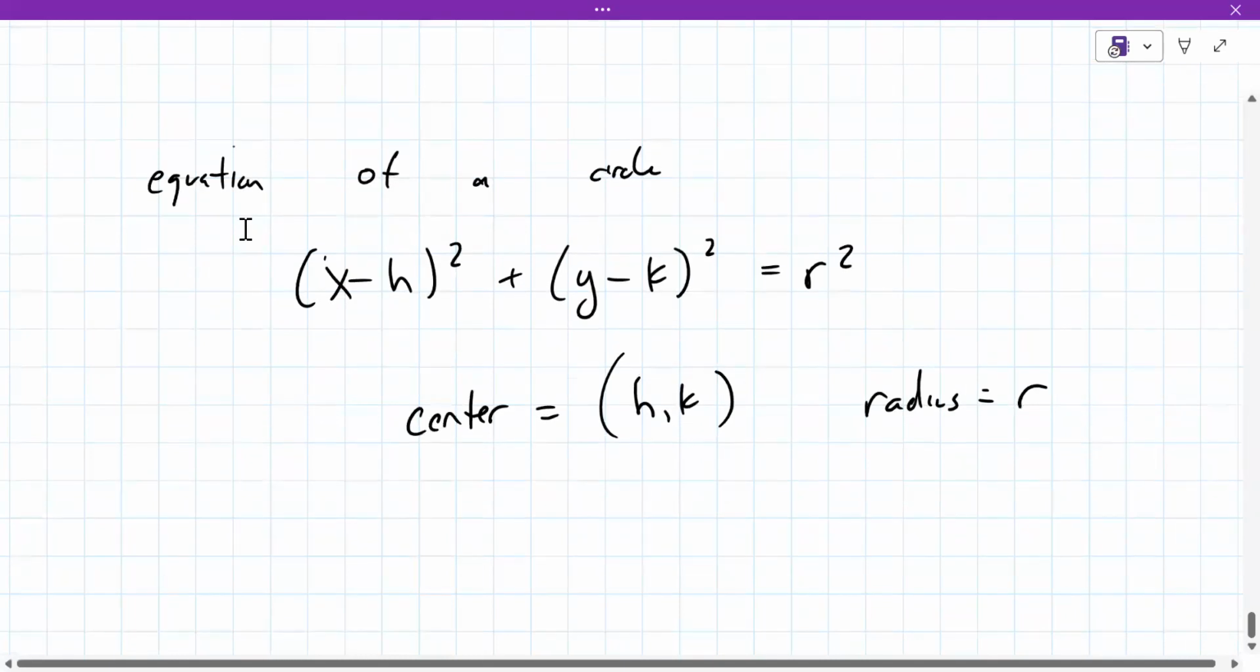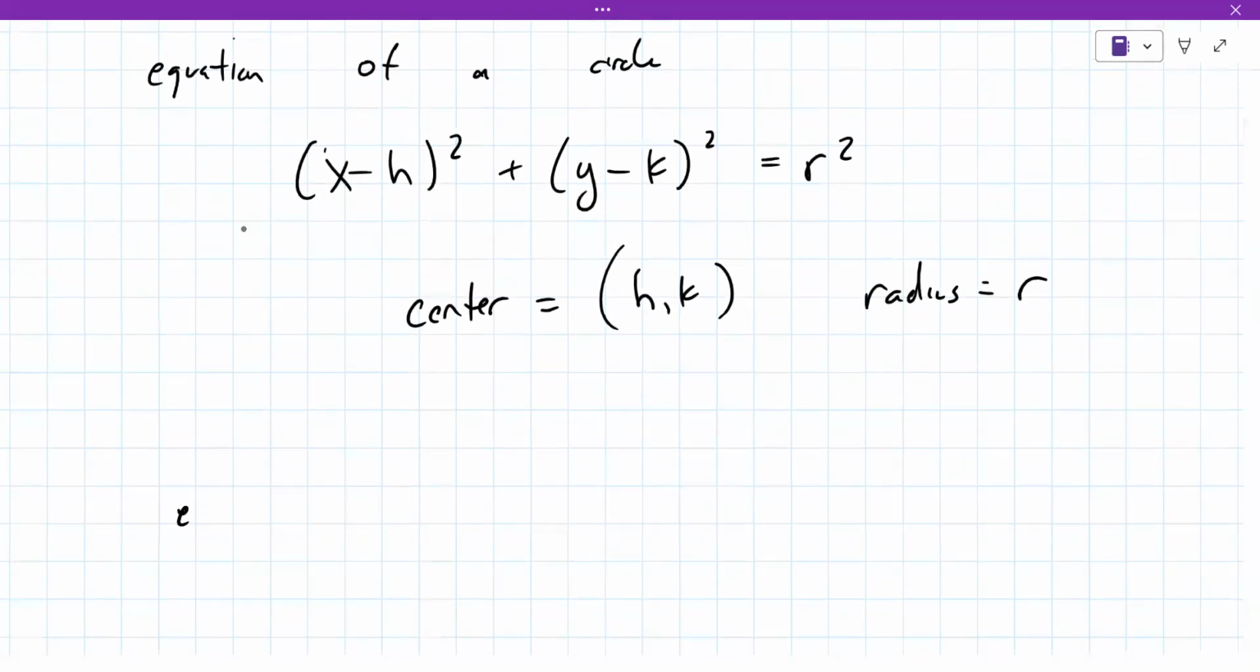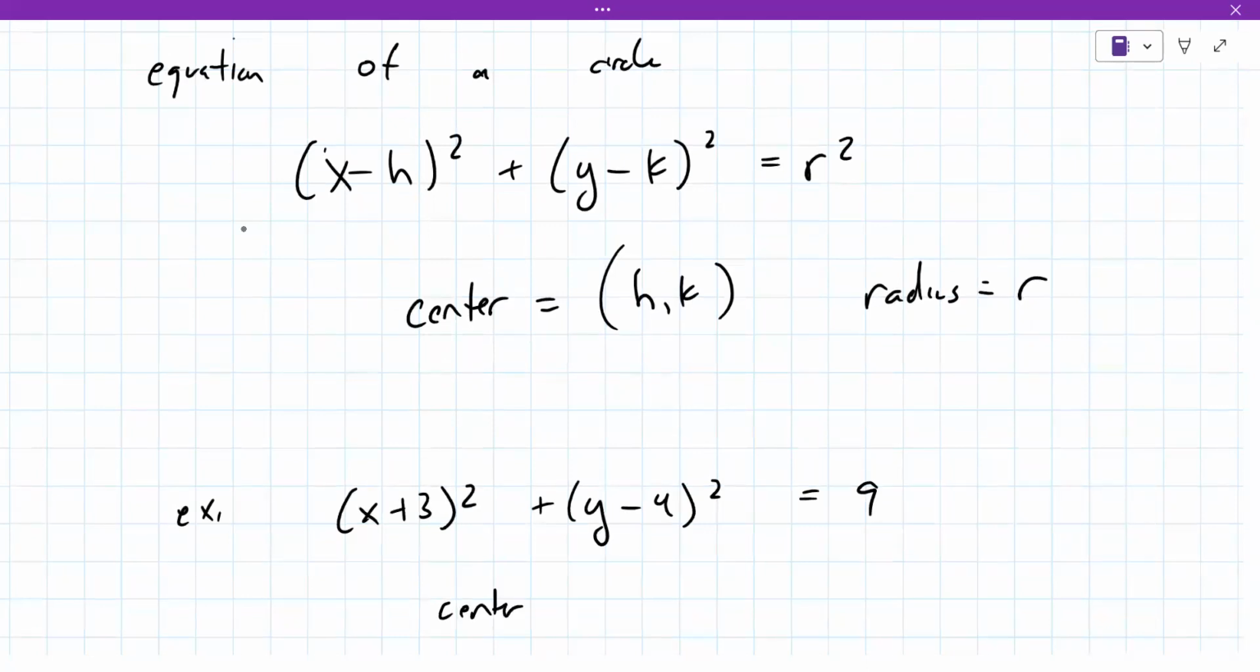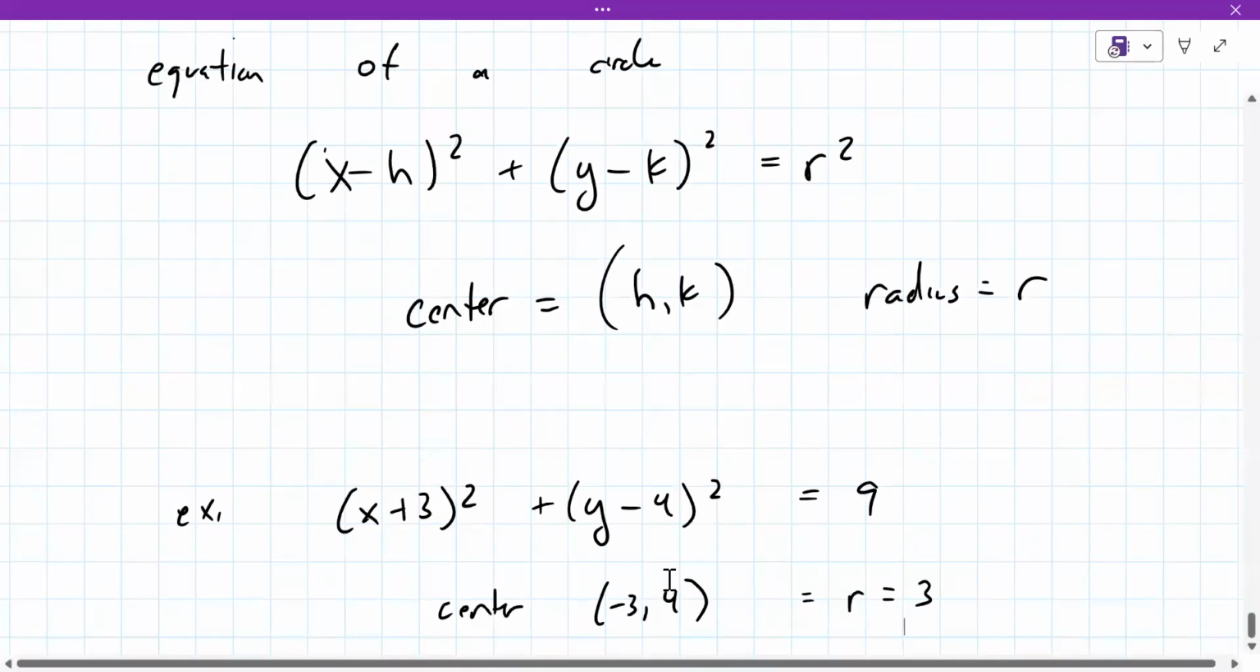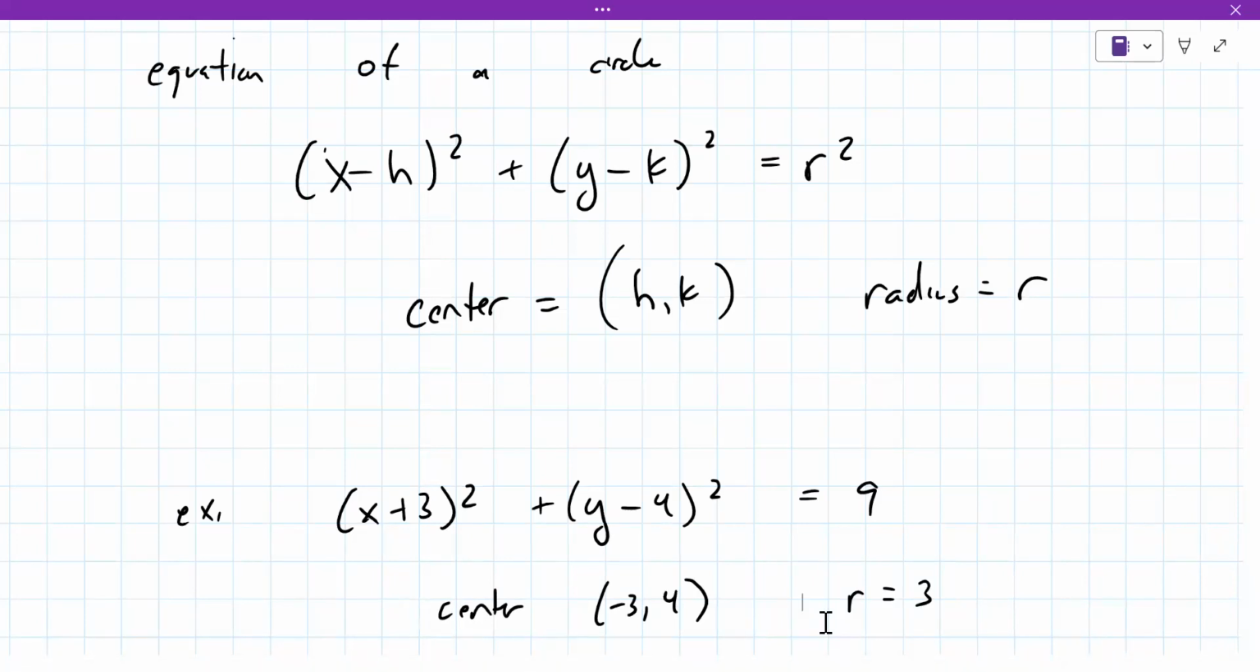But what I would add in as an example, I would say, okay, if it were X plus 3 squared plus Y minus 4 squared equaled 9, this means that the center is -3 comma 4 and the radius is 3. And that will help you to remember what the signs are in the calculations.